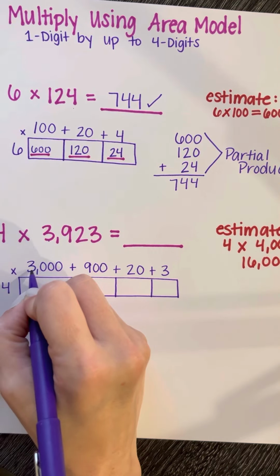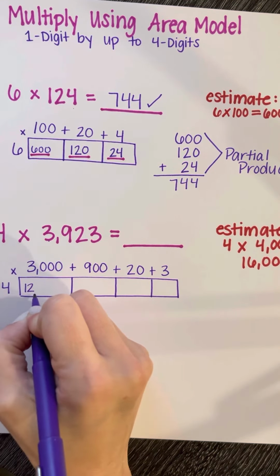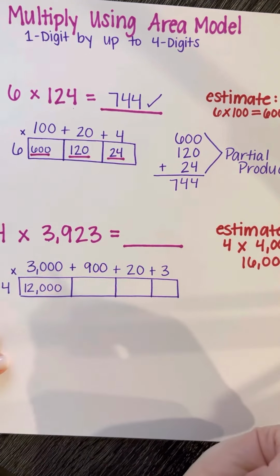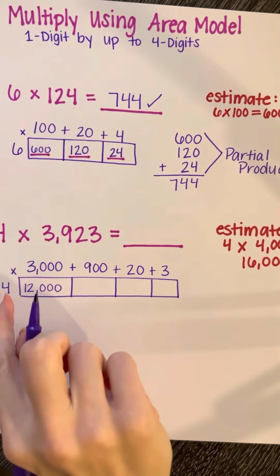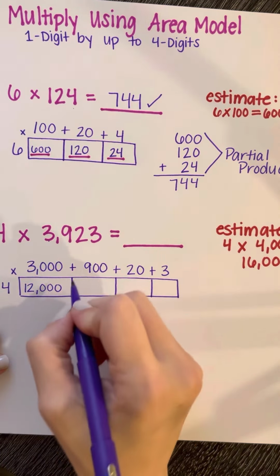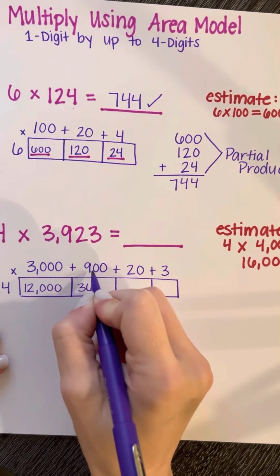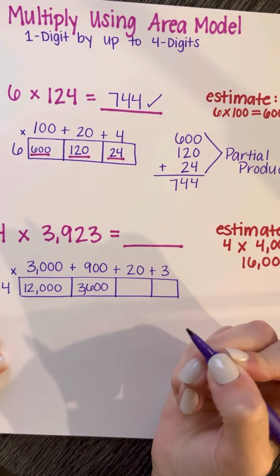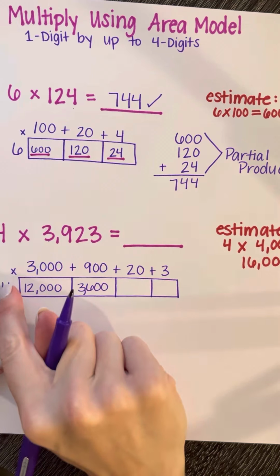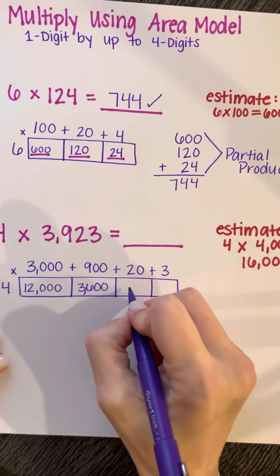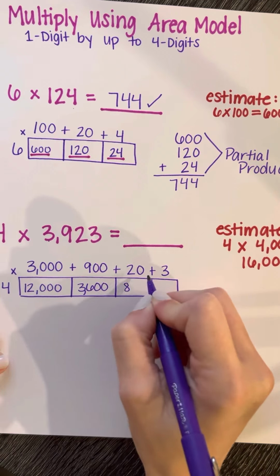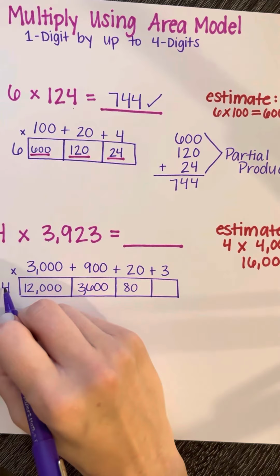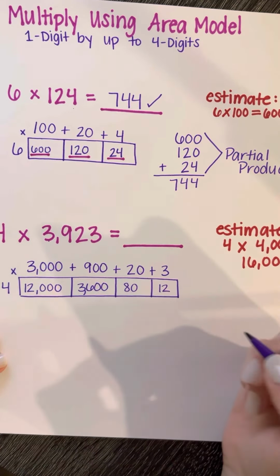So 4 times 3 is 12. And since that's in the thousands place, we're going to put that 12 also in the thousands place. Our next one over is 4 times 9. So we'll want that 36 there, but since that 9 is in the hundreds place, we'll do those 2 zeros to get that 36 also into the hundreds place. And then we have 4 times 2, which is 8, and since that 2 is in the tens place, we need the 0 down here to get that 8 also in the tens place. And then we have 4 times 3, which is 12.